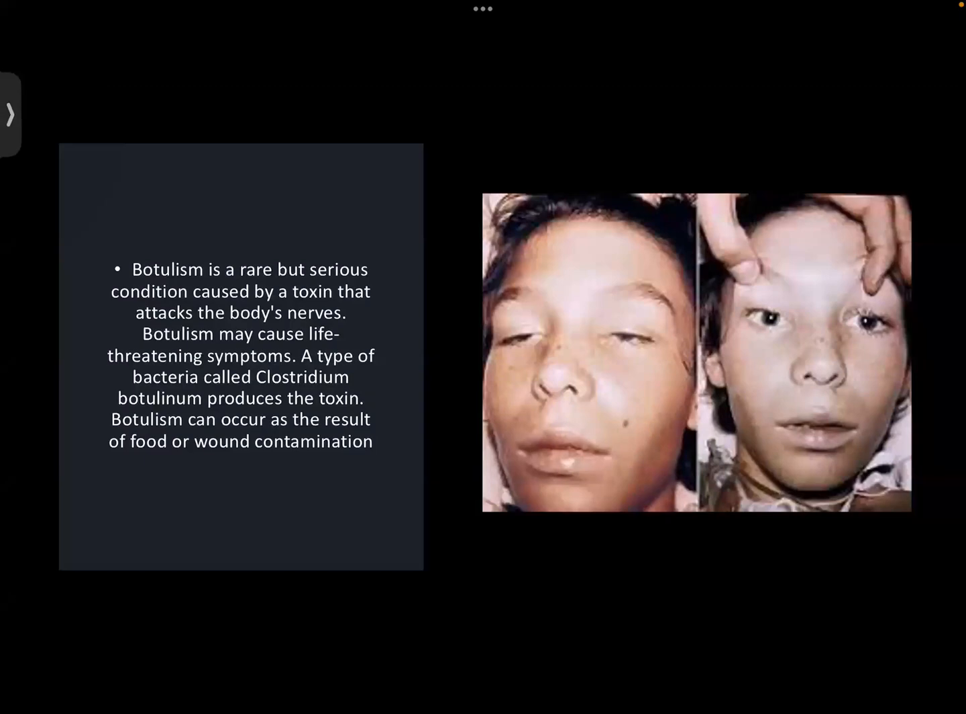By the way, this image now shows this child, who is suffering from a condition called botulism. It's a rare condition caused by toxins that attack the body's nerves. If someone consumes contaminated food, basically food poisoning, or if someone has a wound on his body that is contaminated very severely, this serious condition can develop in the child. That is called botulism.